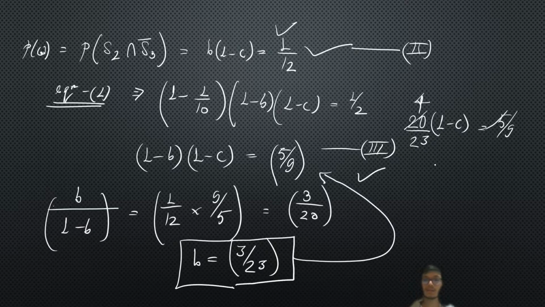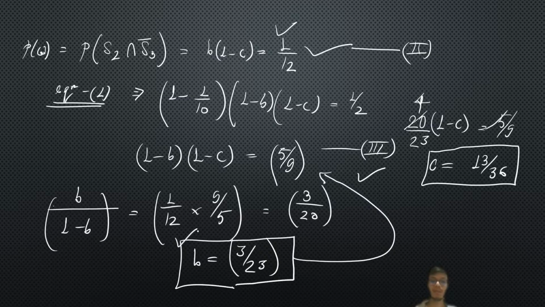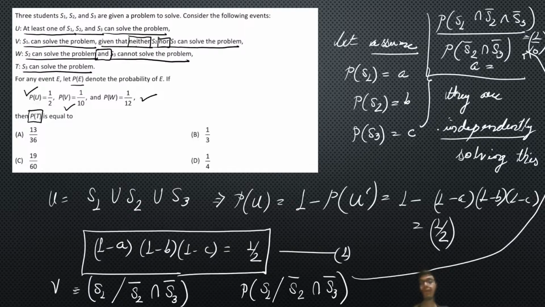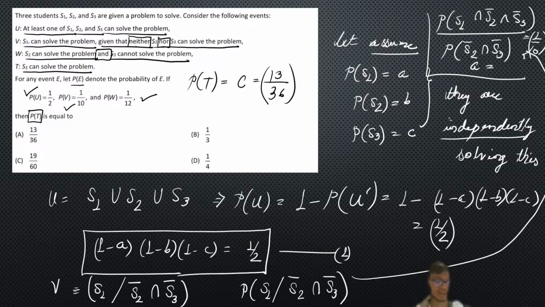So from this result, your C is going to come out as 13 upon 36. So once you have B, once you have C, once you have A, you already have A from this second condition. Okay, so once you have all those, your probability of T is simply that S3 can solve the problem. It is just equal to C, and that is going to be like 13 upon 36. So you just have to find the probability that S3 can solve the problem independently. So that is basically option number A, which is going to be the correct answer.